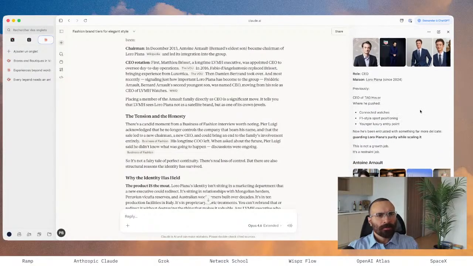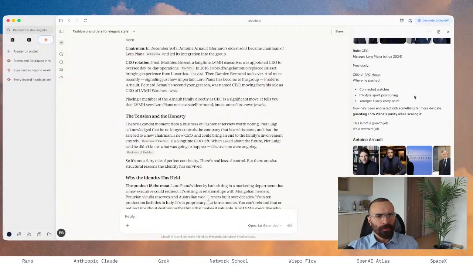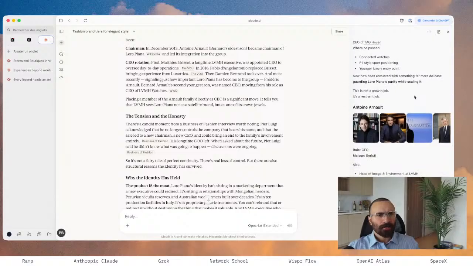Frédéric Arnault, Loro Piana, previously CEO of Tag Heuer. Connected watches, F1-style sport positioning, a younger luxury entry point. Something far more delicate now, guarding Loro Piana's purity while scaling it. This is not a growth job, it's a restraint job.